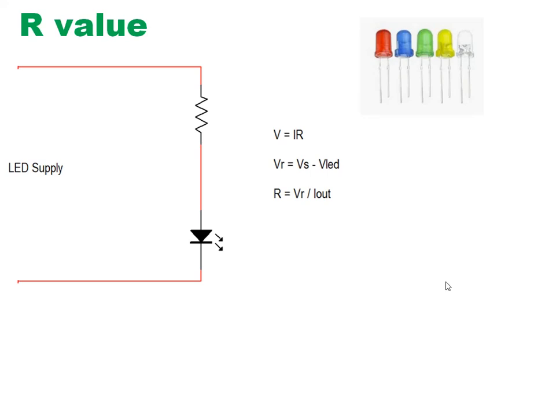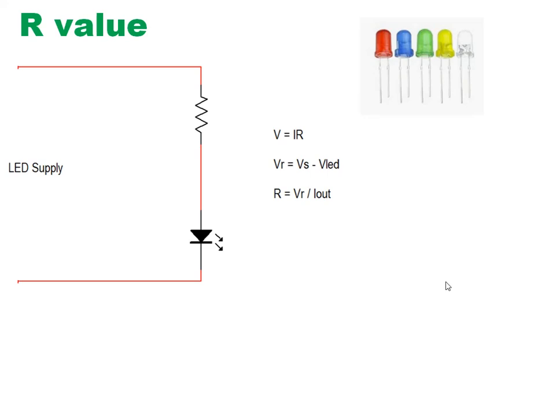We can't use the exact number whatever we are getting here. Whatever values come here, we can use nearby values. That is the general rule. And you can get a little bit of variation in the lumens. That's fine. Okay, now we know the resistance. We come to know how to find the resistance value.